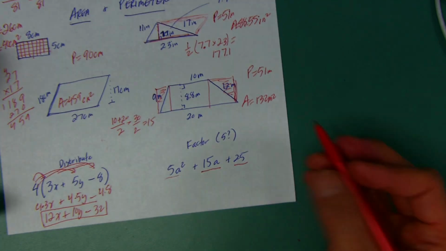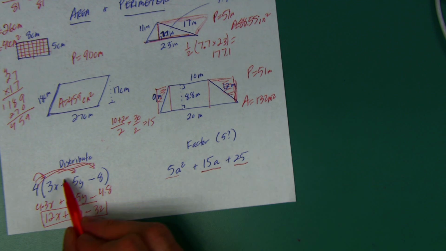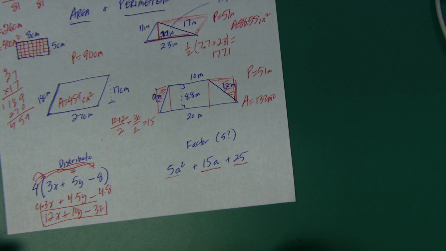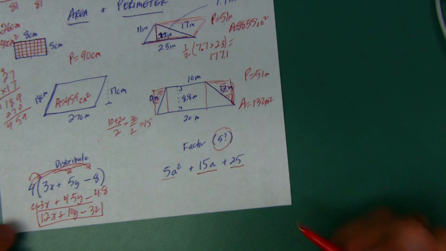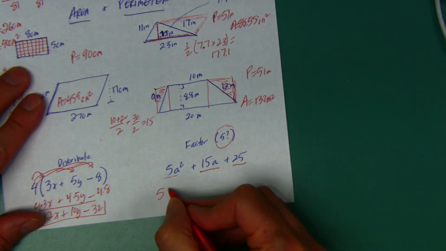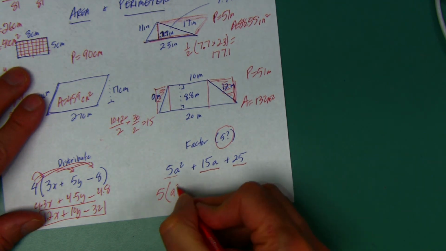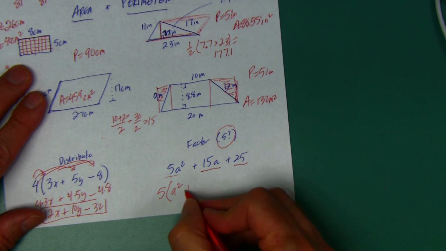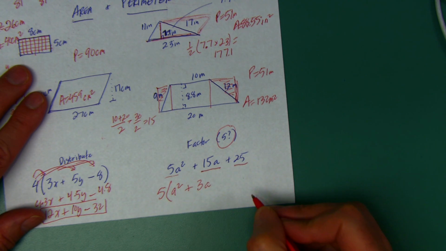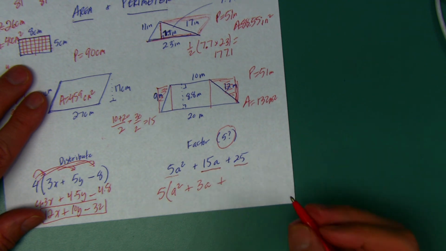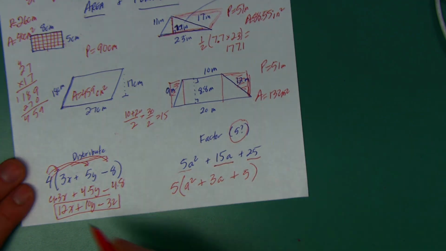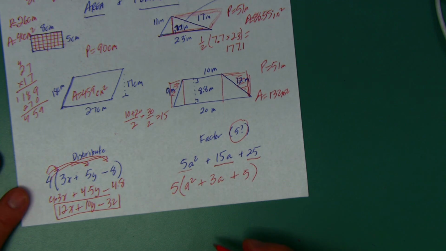Okay. All right, now I got to factor this one. That means I'm kind of going backwards to what I did here. What goes into 5a squared, 15a, and 25? I'll give you a hint there, right? Okay. I'm going to pull a 5 out. 5 times what is 5a squared? 5 times a squared. 5 times what is 15a? 3a. And 5 times what is 25? 5. See how we did that? And again, you can go backwards on both of these and get back where you started if you want.